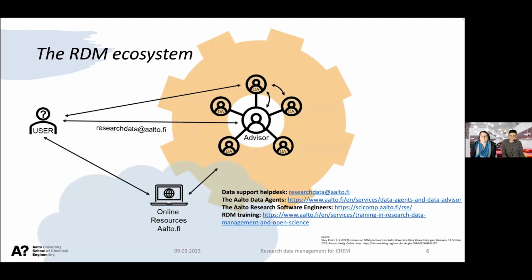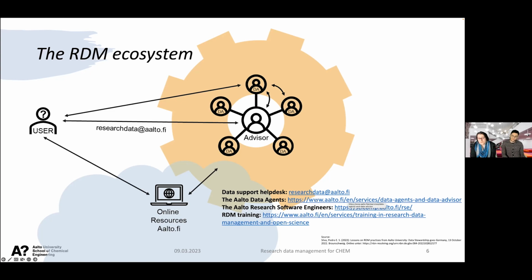So now I will talk about the research data management ecosystem. If you have any question about research data management, you can go on our online website, or you can send us an email. We have a global address for questions, which is researchdata@aalto.fi. But you can also go on this web page where you will find all our data agents, and you can contact directly one of us.